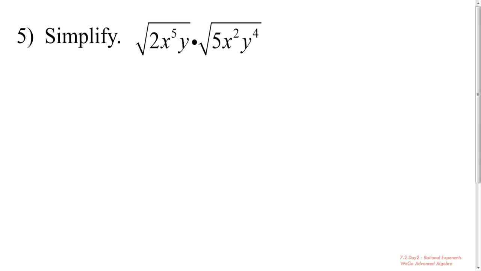I think this is the last one. Same thing. Now this one's not going to be quite as cute as the last one. So here I get 10. 10 doesn't break down into anything fun. x to the 7th, y to the 5th.